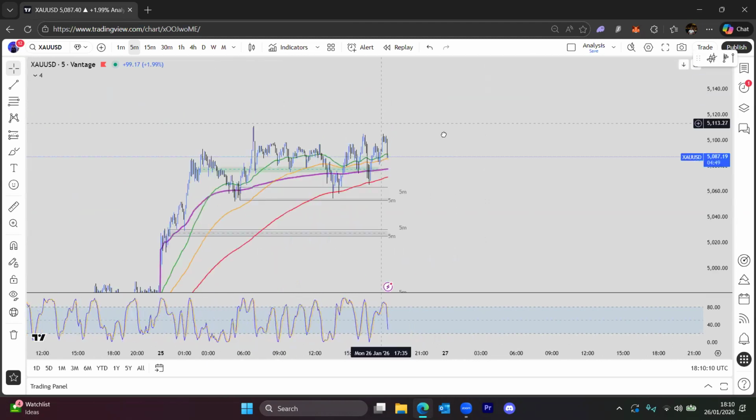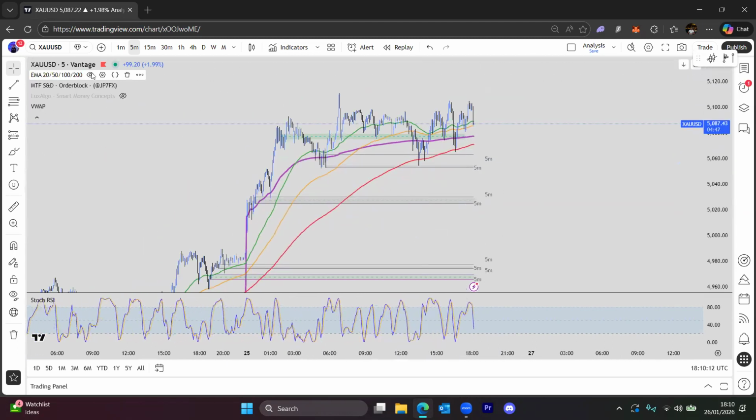Now, let's do the indicators first. I use this indicator here, which is an EMA. What EMA stands for is exponential moving average. A moving average basically just averages the chart. That's really, really simple.